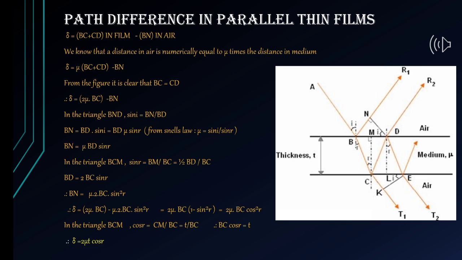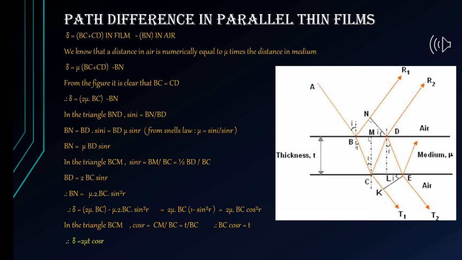Now this BN I substitute in the path difference formula. So path difference is equal to 2 mu BC minus 2 mu BC sin square r. Now I take the common terms apart, that is 2 mu BC. When we take the common terms apart, the path difference becomes 2 mu BC into (1 minus sin square r). We all know that 1 minus sin square r is equal to cos square r, right? So the path difference is equal to 2 mu BC cos square r.